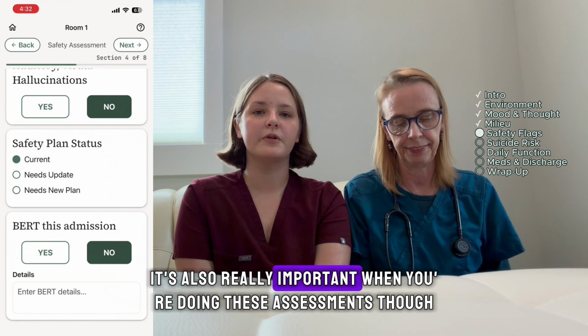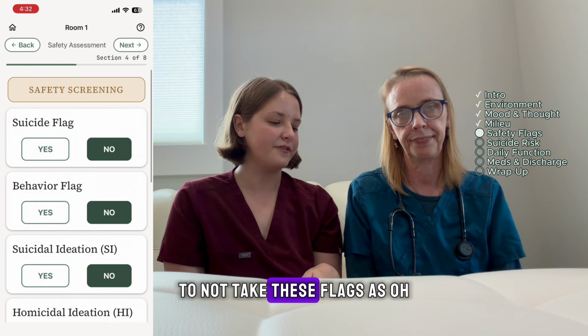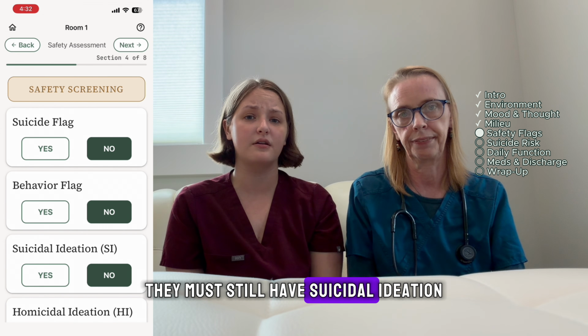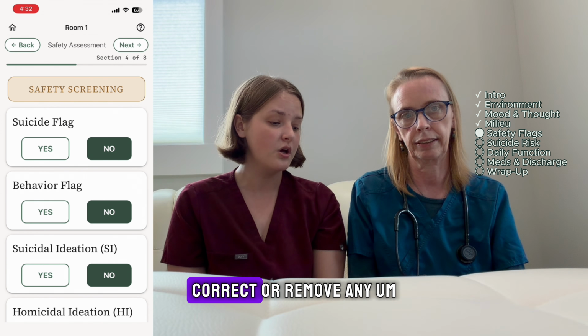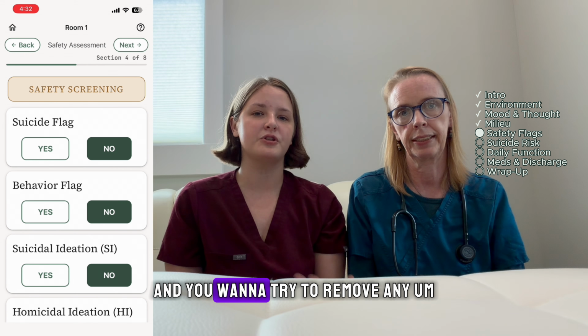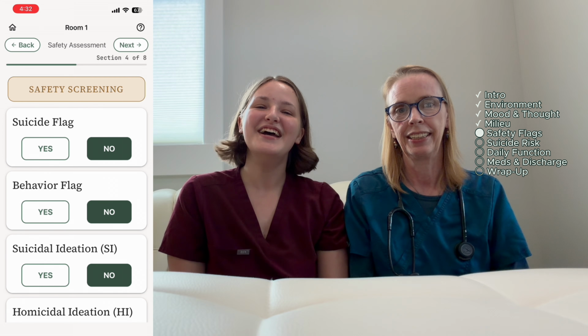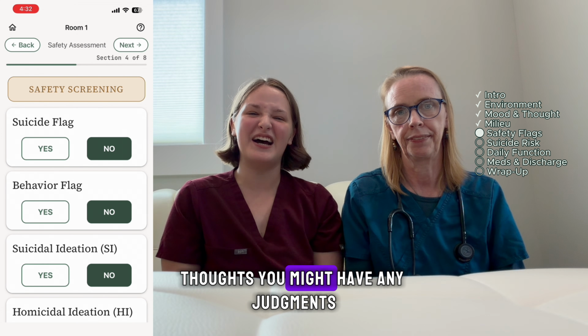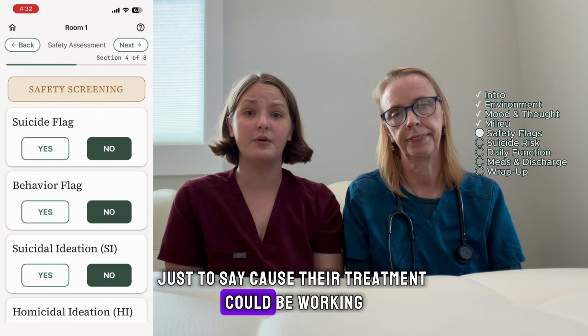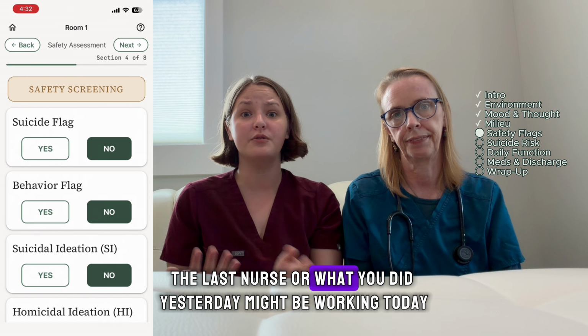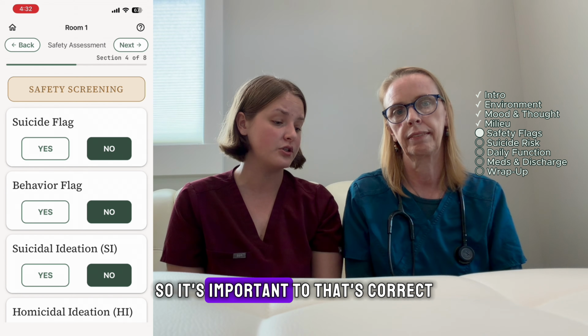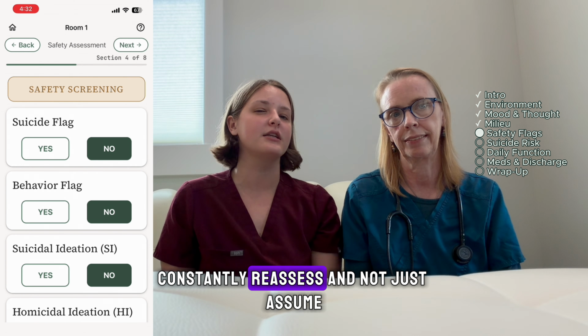It's also really important when you're doing these assessments not to take these flags as, oh, they must still have suicidal ideation, or they must still have homicidal ideation. You want to try to remove any thoughts or judgments you might have, because their treatment could be working. The last nurse, or what you did yesterday, might be working today. So it's important to constantly reassess and not just assume.